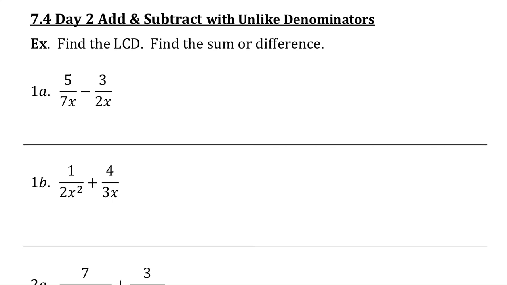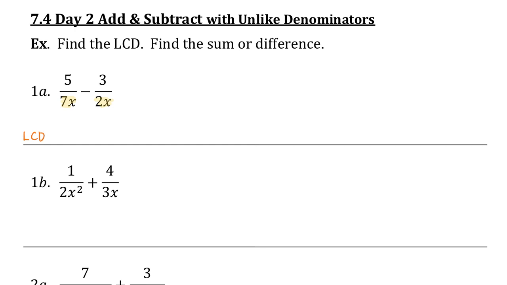Day 7.4, day 2, we're going to add and subtract fractions with unlike denominators. If we have unlike denominators, we need a common denominator. So let's look at 1a. The denominators are 7x and 2x. So I need the least common denominator for 7x and 2x.